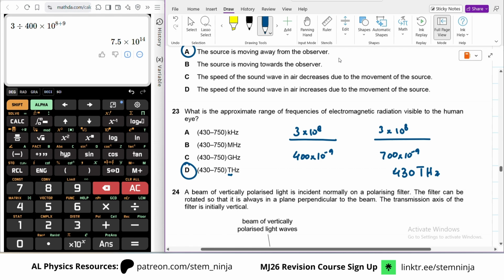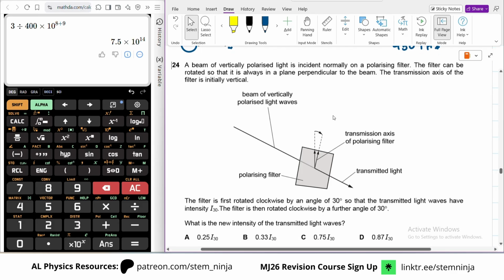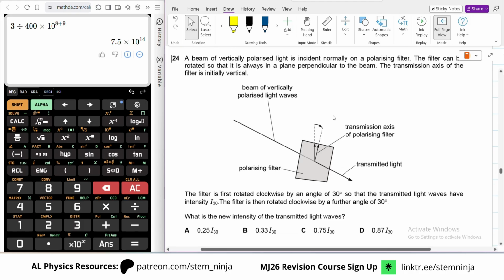D. A beam of vertically polarized light is incident normally on a polarizing filter. The filter can be rotated so that it's always in a plane perpendicular to the beam. The transmission axis of the filter is initially vertical. The filter is first rotated clockwise by an angle of 30 degrees so that the transmitted light waves have an intensity I30. The filter is then rotated clockwise by a further angle of 30 degrees. What is the new intensity of the transmitted wave?